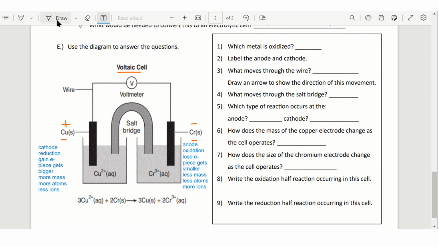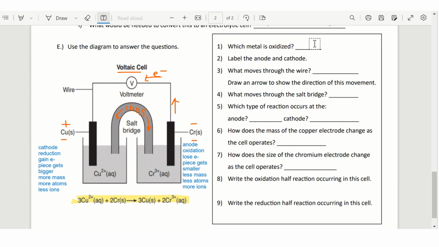Okay, now we just have a couple things to draw. Electrons move through the wire from anode to cathode. So this is electrons. I have to go from anode to cathode. And then in the salt bridge, we have ions moving in both directions, right? And then notice I do have this down here if I need it. This is a great start for any half reactions I have to write. Okay, so let's get started.